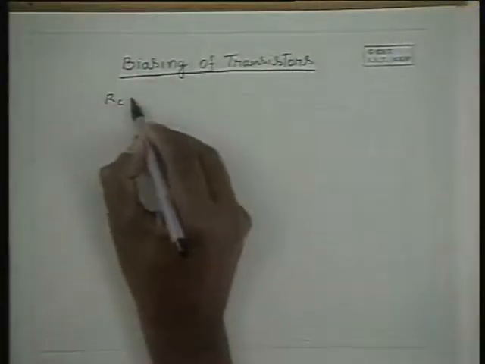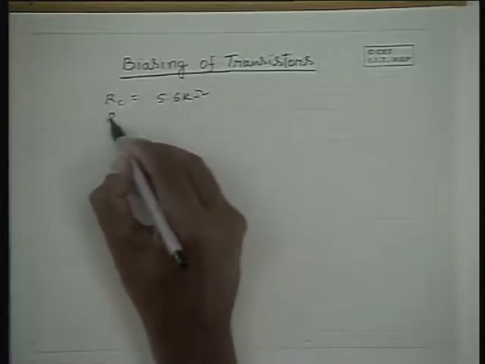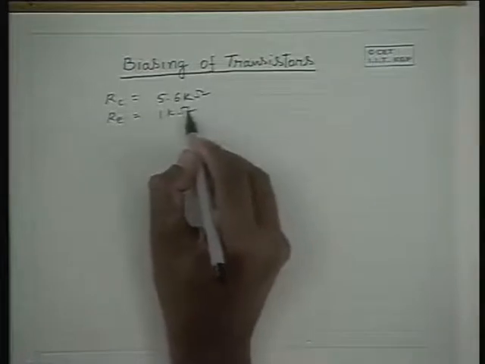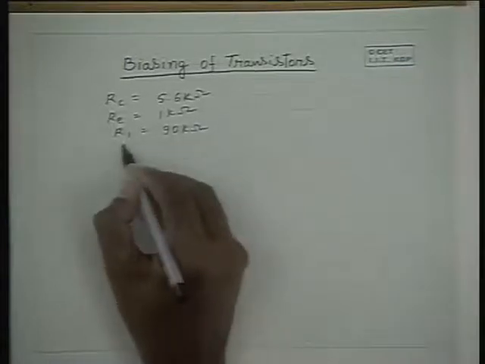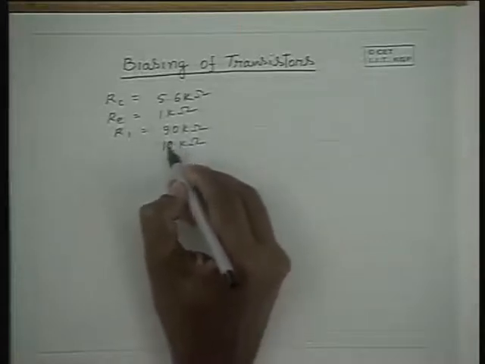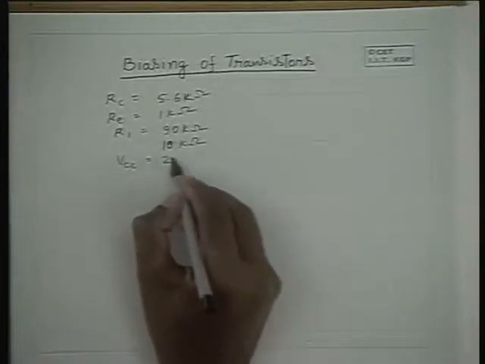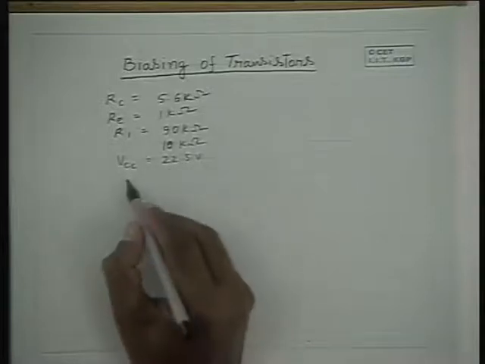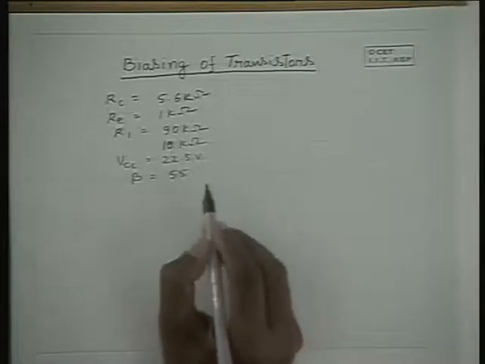better understanding. Now let us consider a case where the collector resistance RC is 5.6 kilo ohms and the emitter resistance is 1 kilo ohm. Then R1 and R2 are 90 kilo ohms and 10 kilo ohms respectively, and the supply voltage VCC is equal to 22.5 volts. Then the beta of the transistor is given as 55.